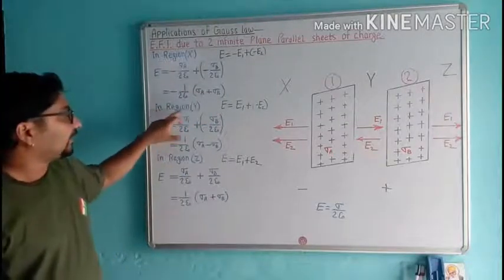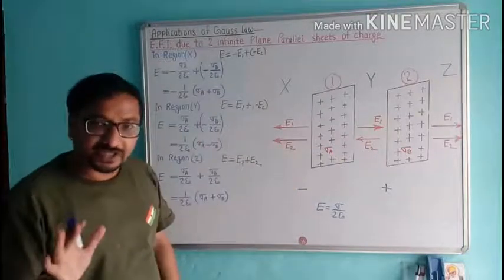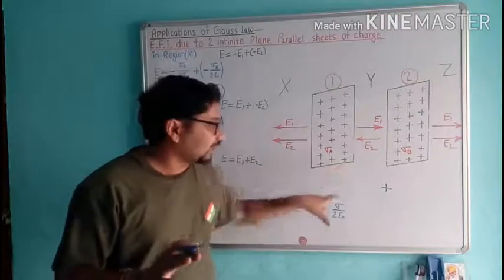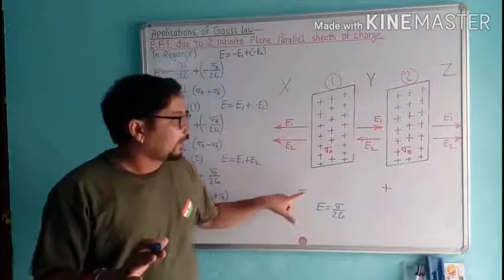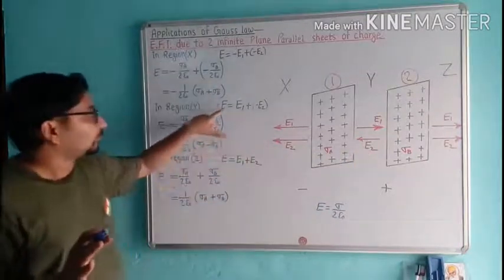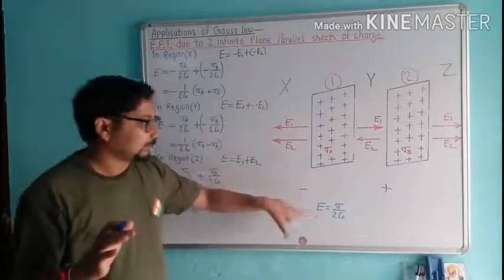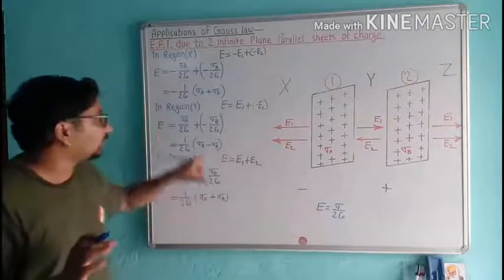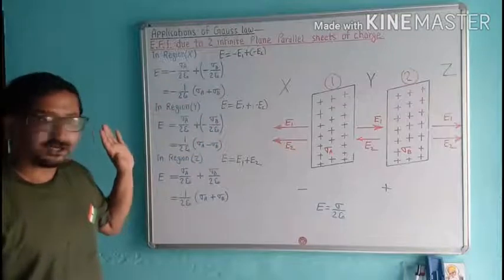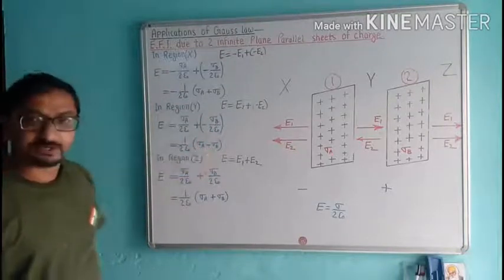Now in region Y, E1 and E2 are in opposite directions. Using the sign convention and the superposition principle, we get E is equal to E1 plus minus E2. Using the formula, we get sigma A upon 2 epsilon naught plus minus sigma B upon 2 epsilon naught. Take 1 upon 2 epsilon naught common in the bracket: sigma A minus sigma B.